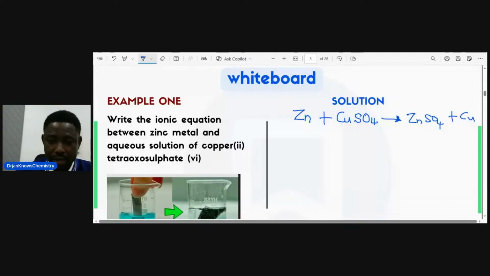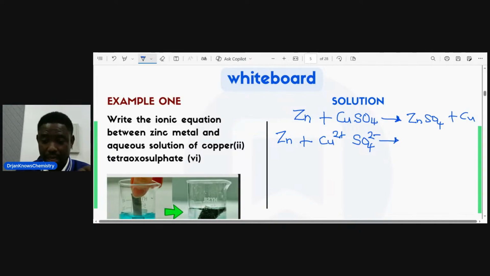If you look at zinc, it's an element, so you don't have to split it because you can't split an element. So you write it as zinc. But for a compound, two ions come together: these are Zn2+, Cu2+, and SO4 2-. If you don't know how to write formulas, you can watch one of my videos on all my social media platforms to learn how. So you'll be able to know that copper sulfate can be split into these ions.